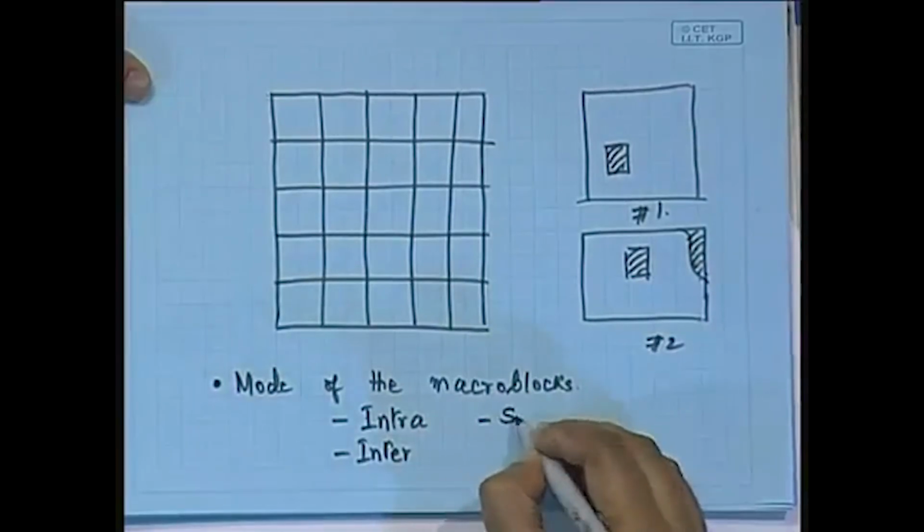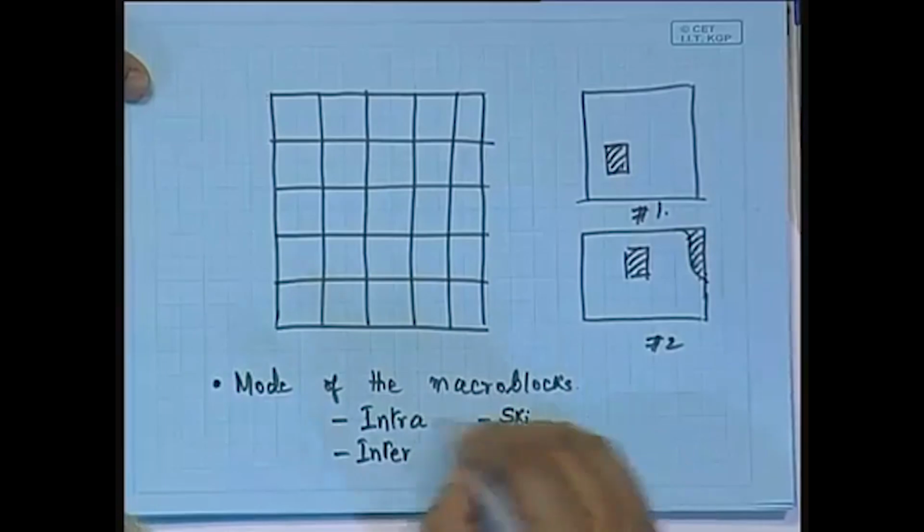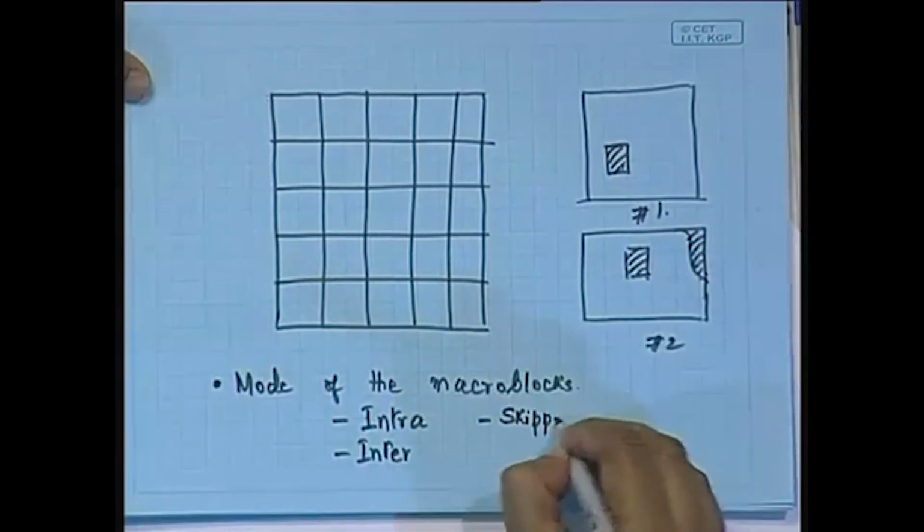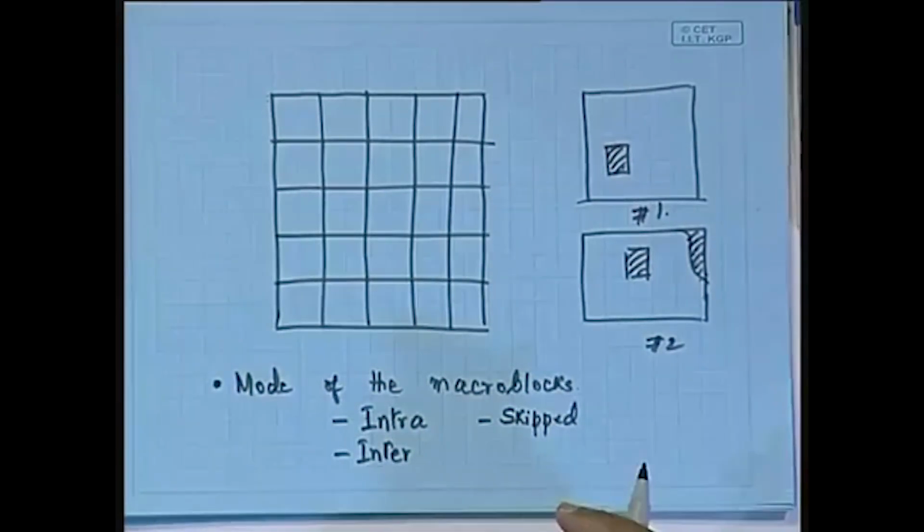So, the mode of the macro blocks could be inter, intra, or skipped macro block, and within inter also there is a variation: whether you want forward prediction to be on or backward prediction to be on, all these different modalities are possible.